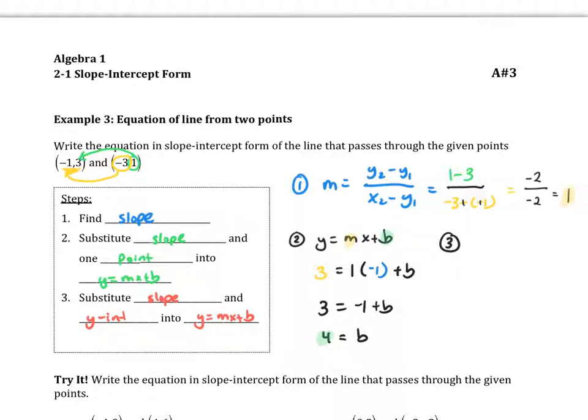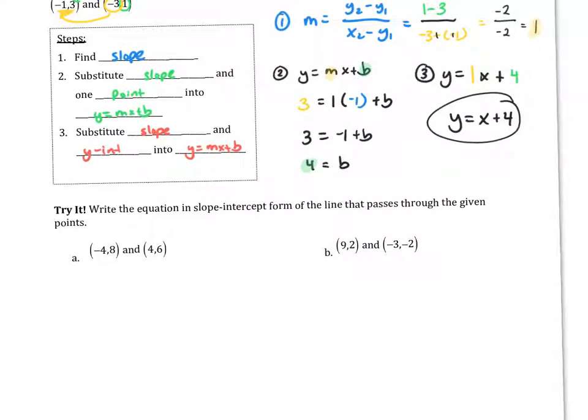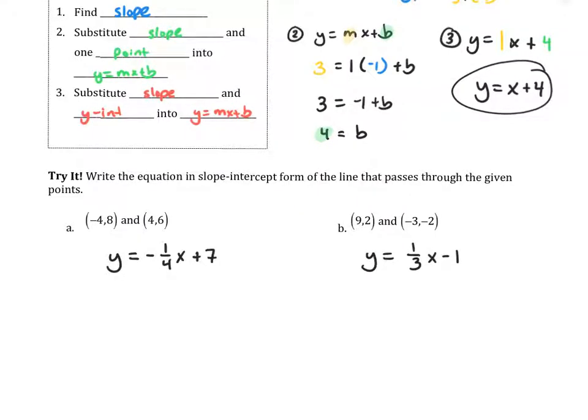So y equals 1x plus 4. And I'm going to simplify that. 1x is not needed, so I just simply say x plus 4. There we go. Now it's your turn. Please take a moment to try these ones out, pause, and check your answers. And here are the 2 answers.